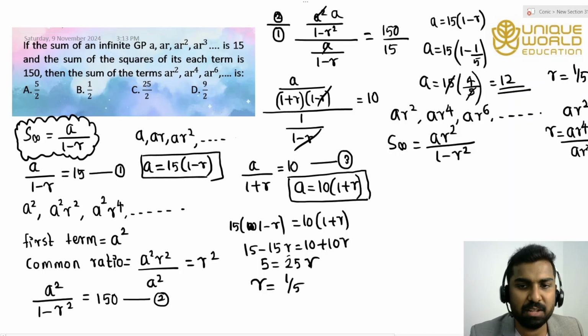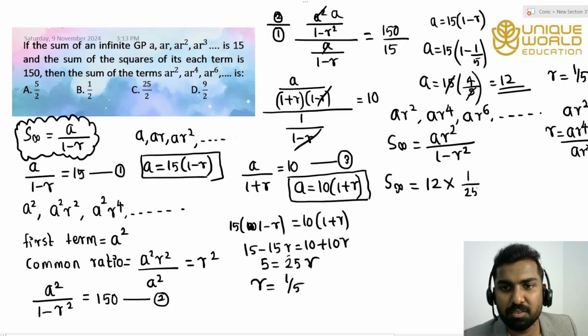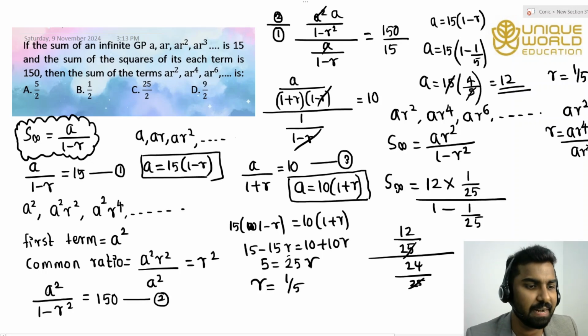So now we got the value of A as well as the value of R. A will be equal to 12, R will be equal to 1 by 5. So S infinity of this particular question is 12 into R square, 1 by 5 square is 1 by 25, divided by 1 minus R square, which is 1 by 25. If I am simplifying this, 12 divided by 25, whole divided by 25 minus 1, 24 by 25, that's all. 25 cancels. So we are getting what? 12 divided by 24.